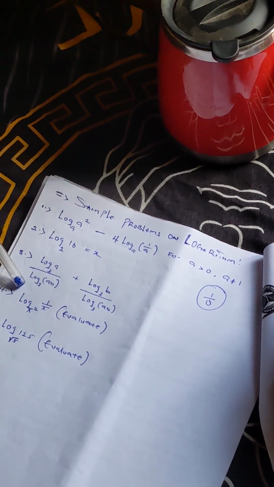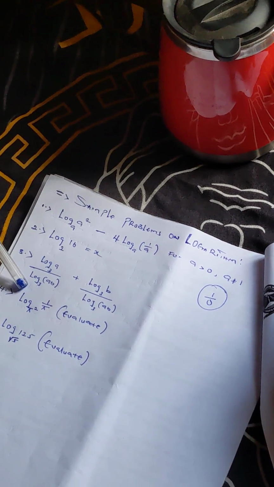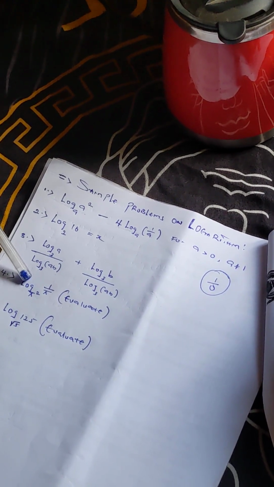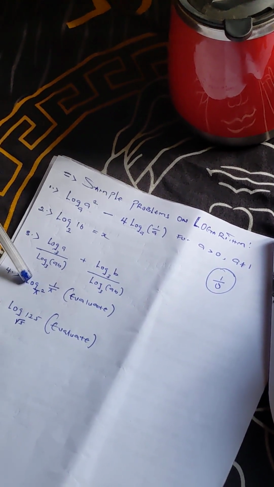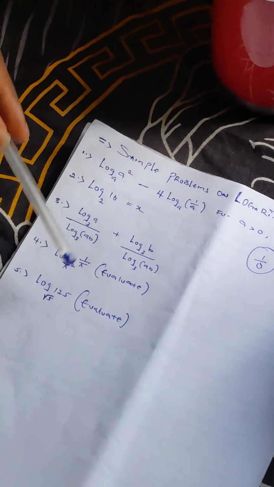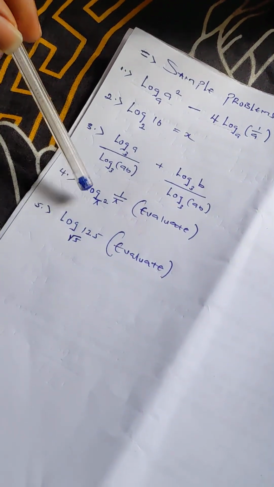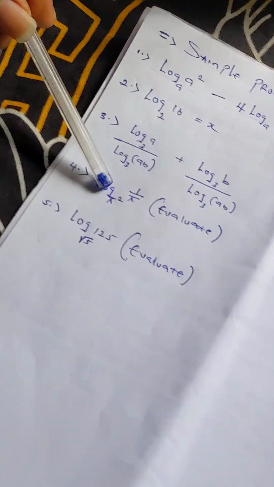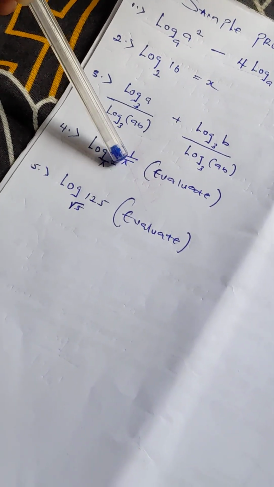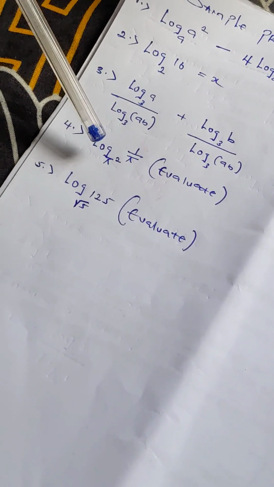Now, evaluation is a little bit different from solving. Evaluation means you should break this down to its lowest term. So evaluation is not necessarily to solve. Evaluation means break down to the lowest term. So we want to break this log down to the lowest term, which is log 1 over pi base pi square.